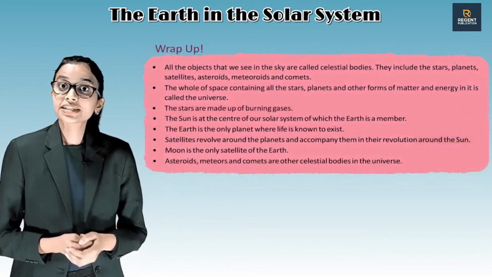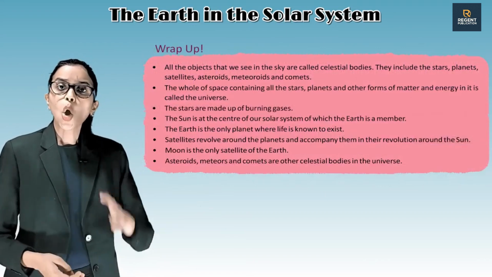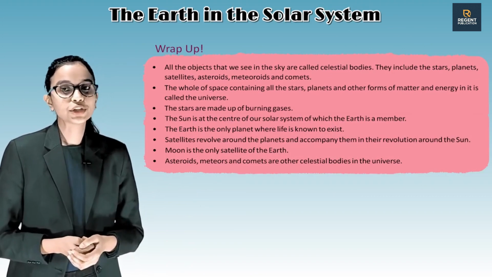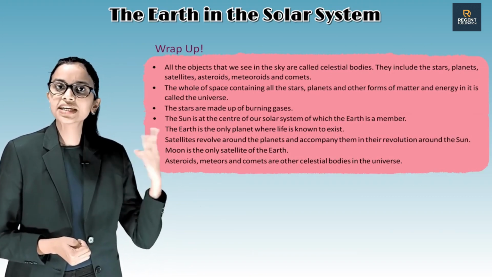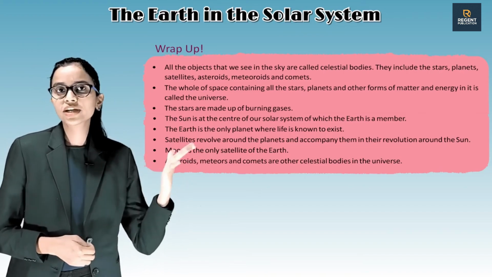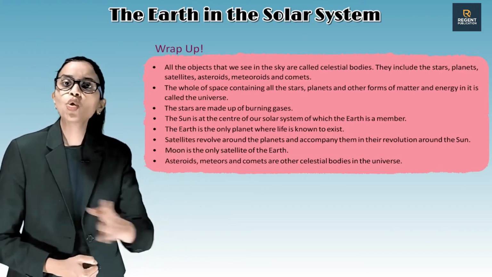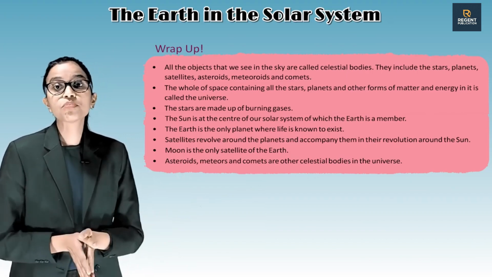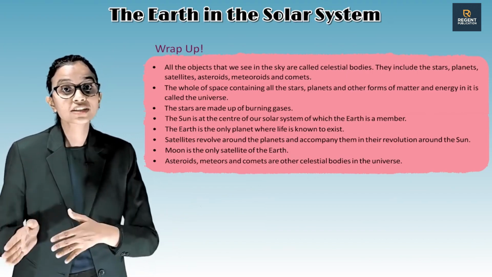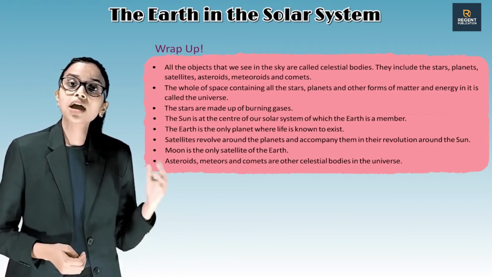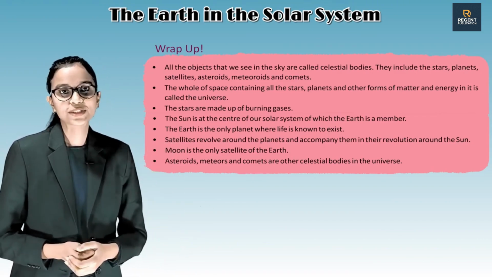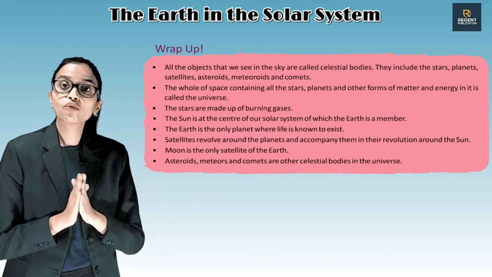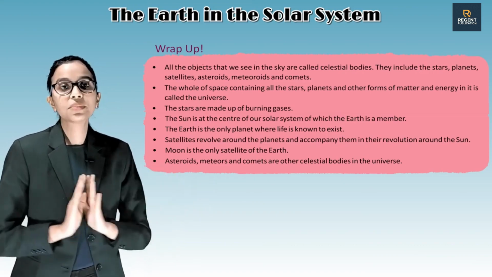Now children, it's time to wrap up. All the objects that we see in the sky are called celestial bodies. They include the stars, planets, satellites, asteroids, meteoroids and comets. The whole of space containing all the stars, planets and other forms of matter and energy in it is called the universe. The stars are made up of burning gases. The sun is at the center of our solar system, of which the Earth is a member.